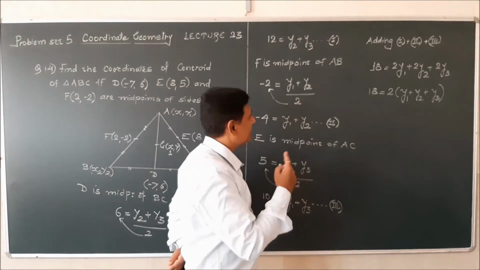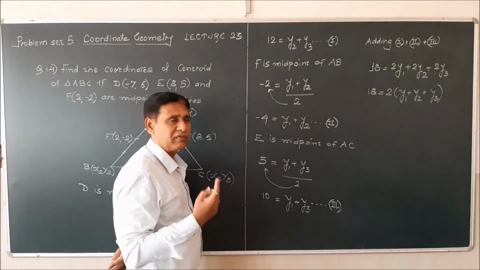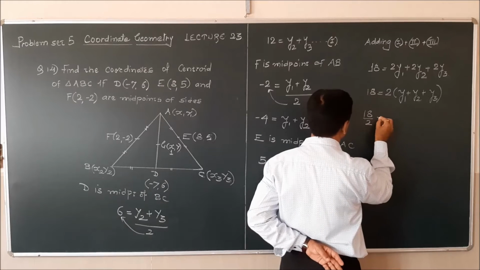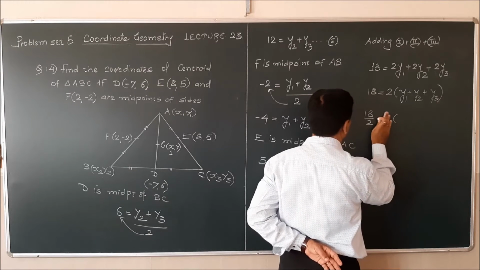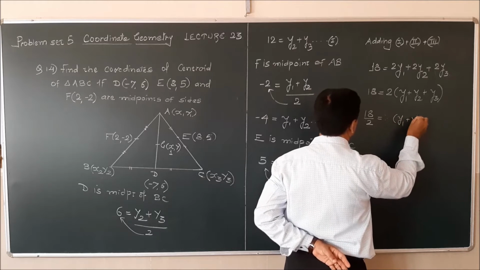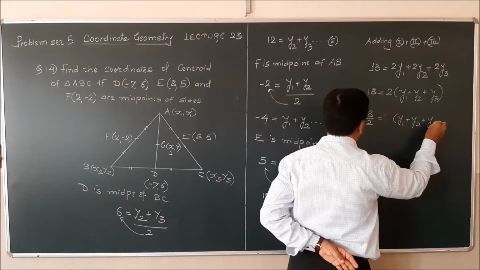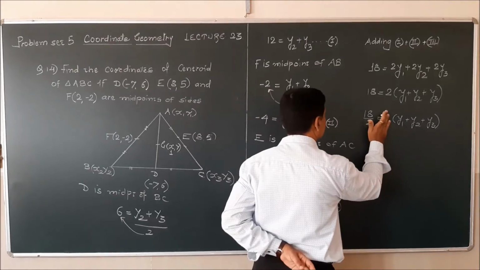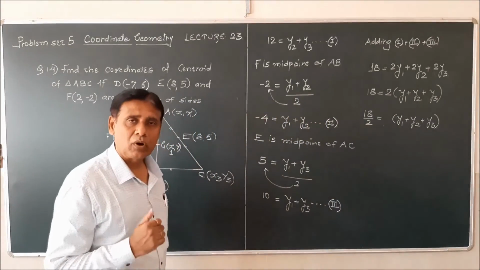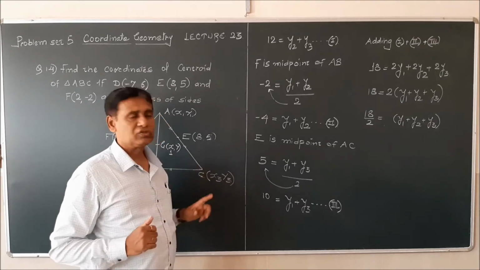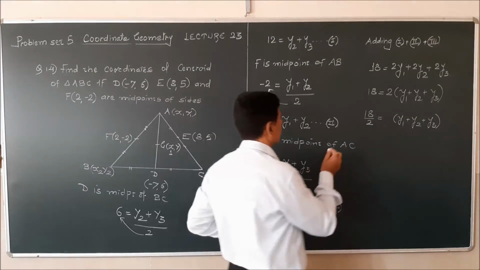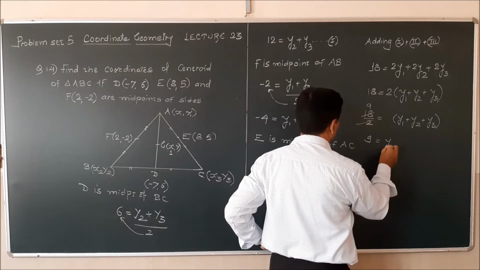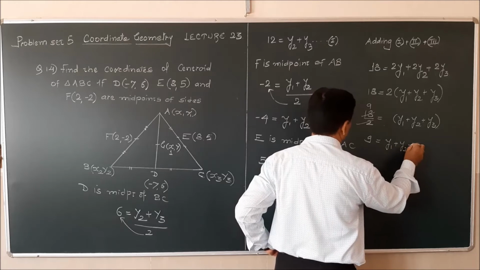18 as 2 common, you will get 2 times y1 plus y2 plus y3. 18 upon 2 is 2, sorry, y1 plus y2 plus y3. If I transfer this 2 to the left hand side, I will be getting 18 upon 2 is equal to y1 plus y2 plus y3. So 2 9s are 18, so 9 is equal to y1 plus y2 plus y3.